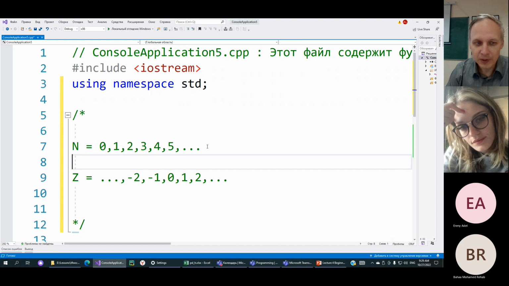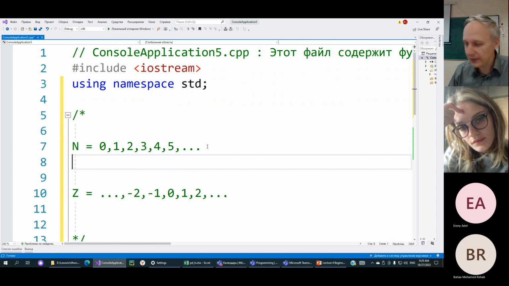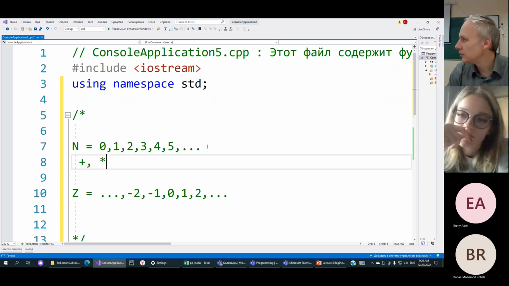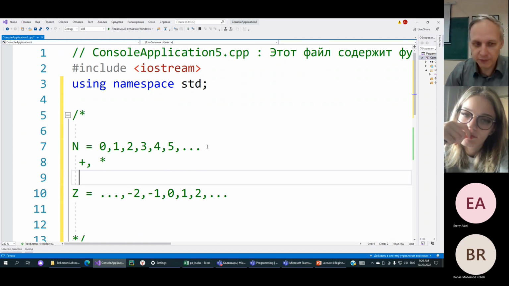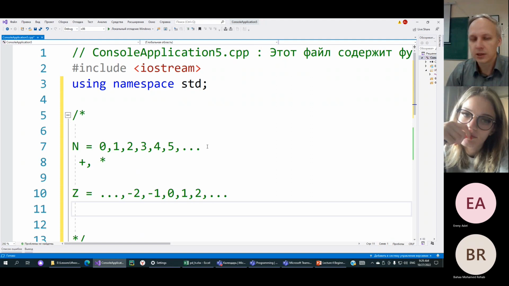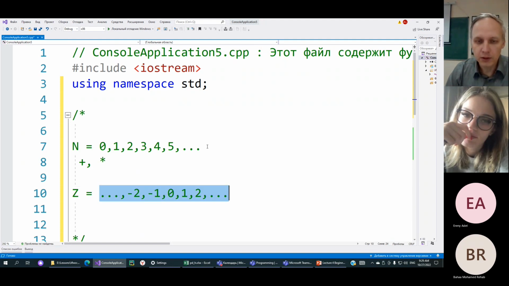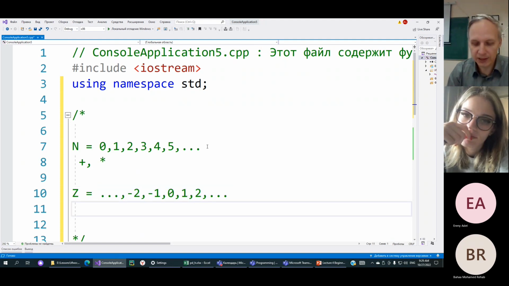So for natural numbers, we can apply just addition and multiplication, because if we apply subtraction, we can get a negative number. For these numbers, we can apply plus, minus, and multiplication.